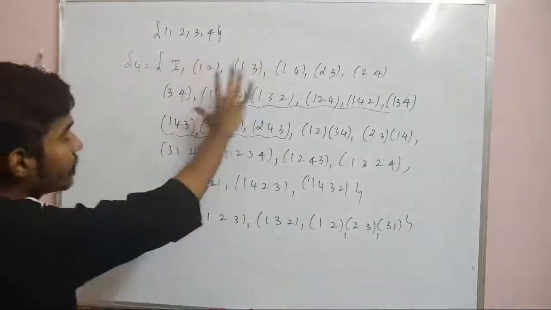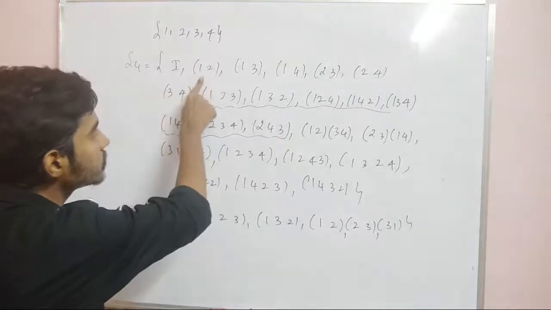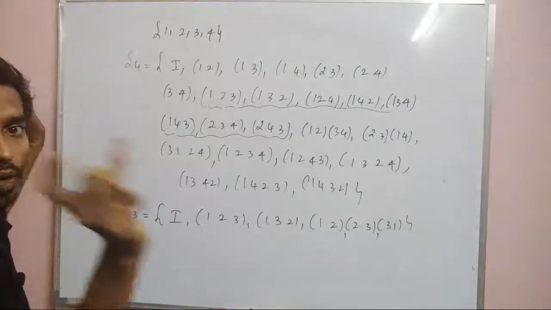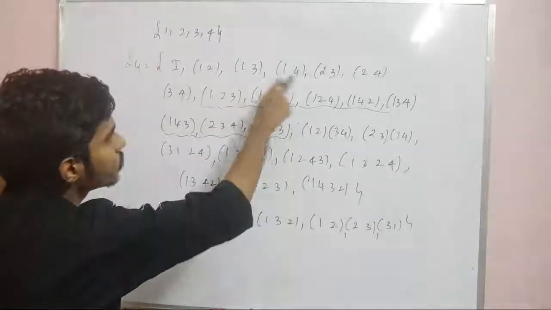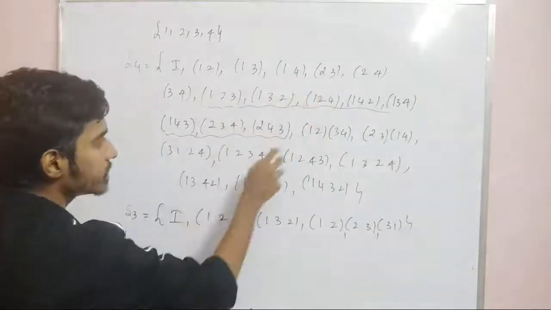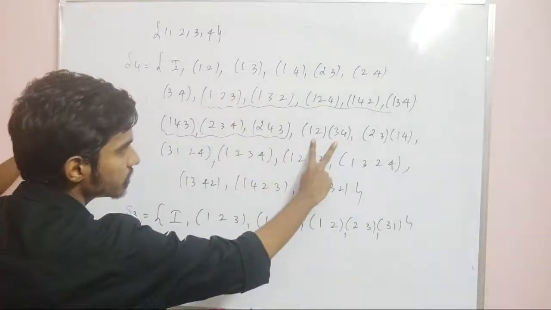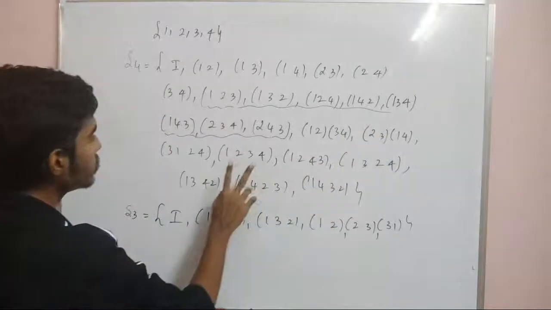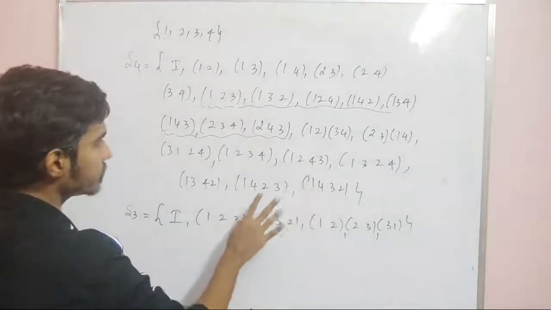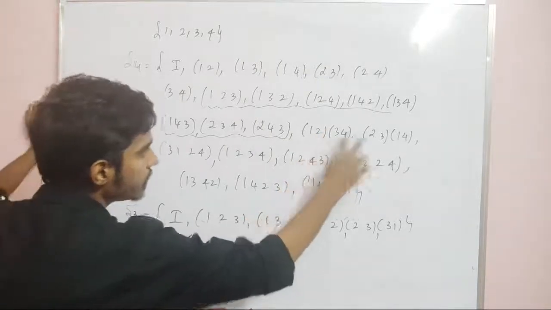Now you can see I have expressed every permutation as cycles. So you can see this cycle length is 1, because we have only one cycle. This cycle is length 1, this cycle is length 1, this cycle is length 1. You can see this cycle is length 2. So we have 2 cycles. This permutation cycle length is 2. This permutation cycle length is 2. So we have 2 permutations of cycle length 2.